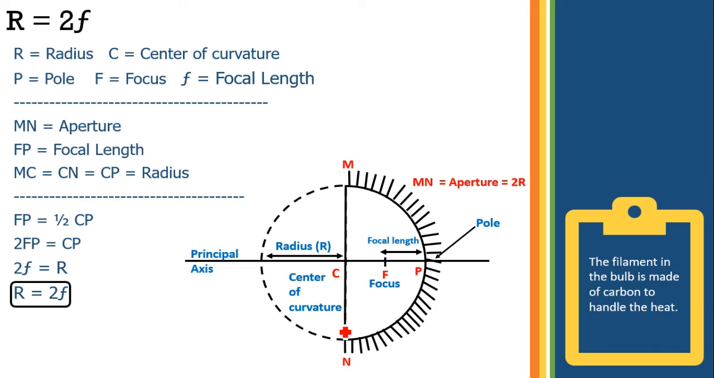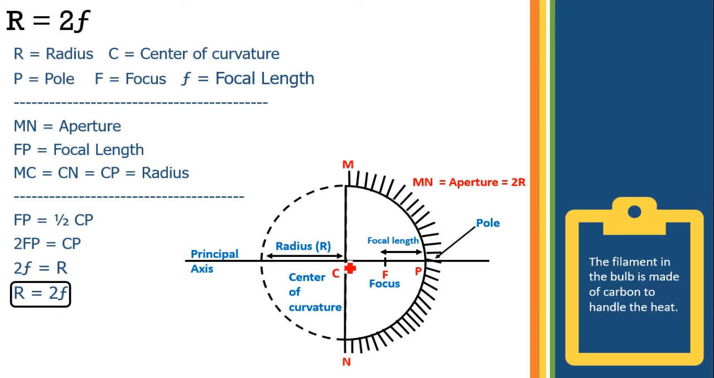Now let's understand this formula. R equals to 2f. Now R is a radius, C is center of curvature, P is pole, F is focus, and small f is focal length. We will see all this thing in a diagram. Now you can see CP. CP is radius of curvature, right?